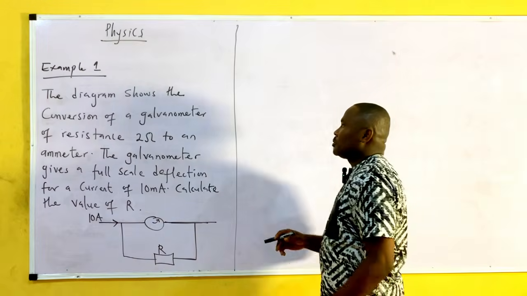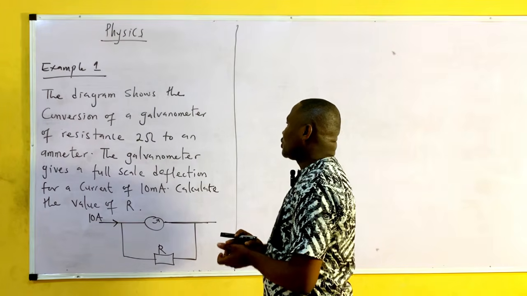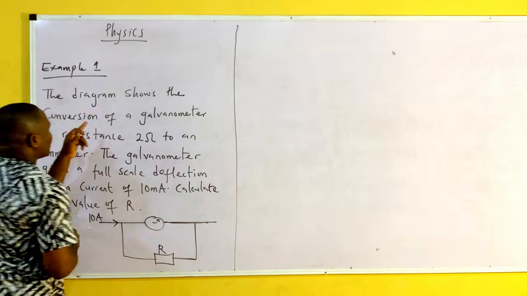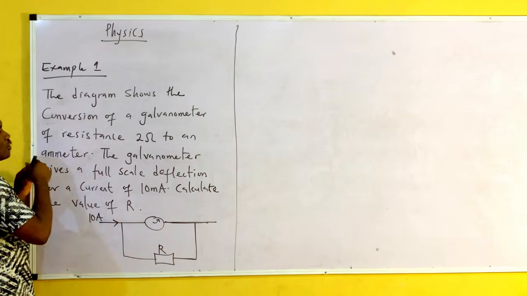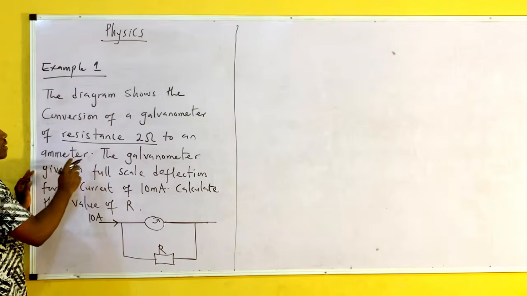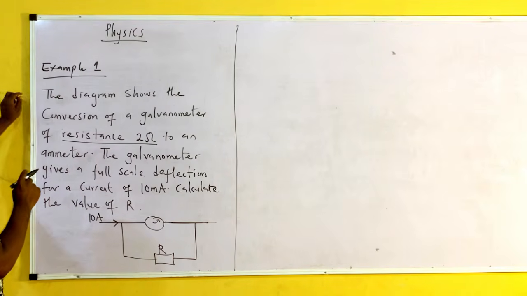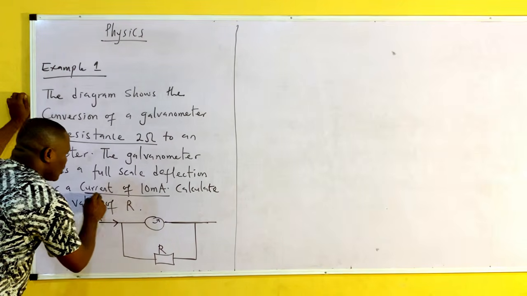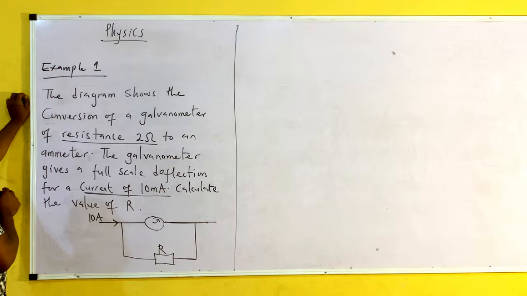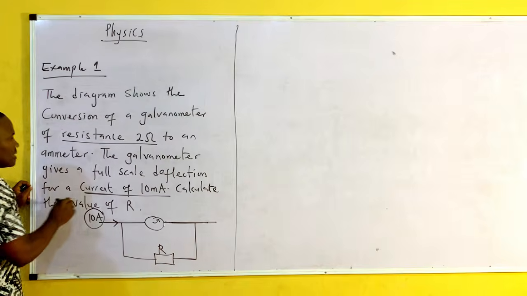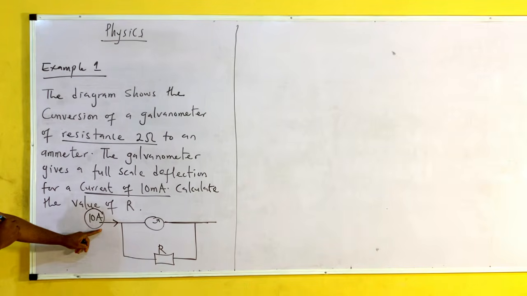Now let's look at this example. The diagram shows the conversion of a galvanometer of resistance, so this is the resistance of the galvanometer, to an ammeter. The galvanometer gives a full-scale deflection for a current, so this is the current of the galvanometer, 10 milliampere. Calculate the value of R. So this is the total current that is coming, 10 ampere is coming. That's what the diagram shows.